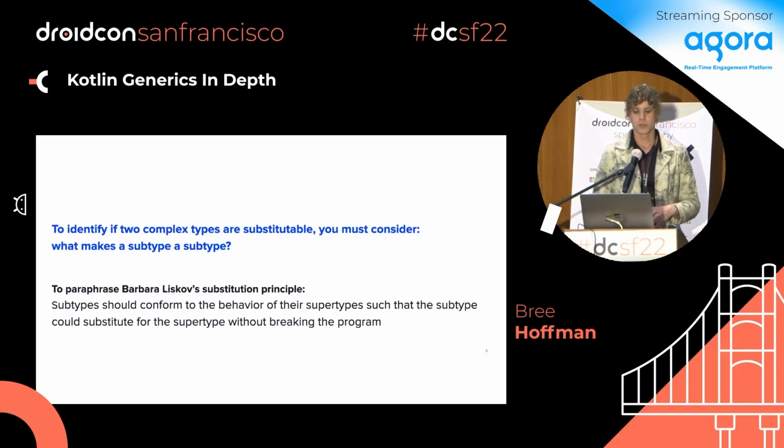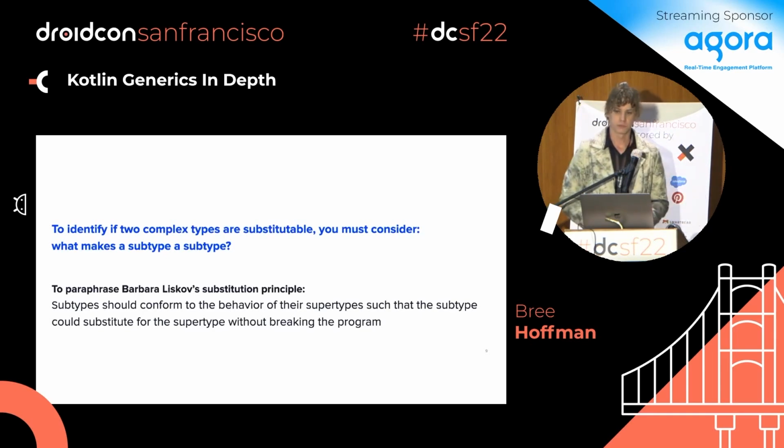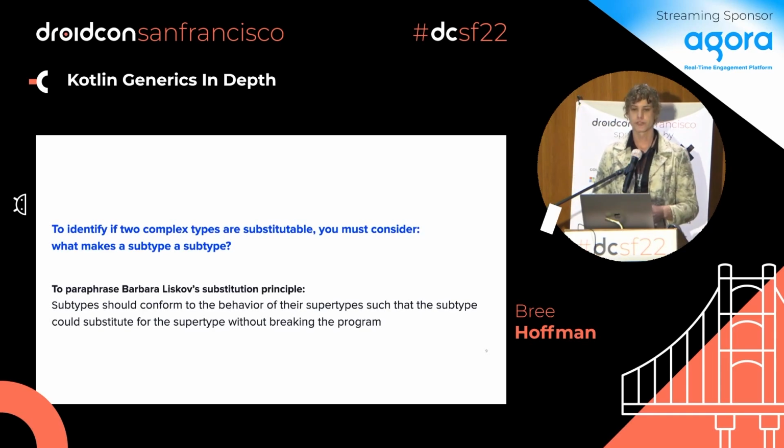So one that you may be familiar with is Barbara Liskov's substitution principle, which generally reads that subtypes should conform to the behavior of their supertypes such that the subtype could substitute for the supertype without breaking the program. So in this case, the string is going to have all of the same behavior as an any, and in that way we can substitute them safely.